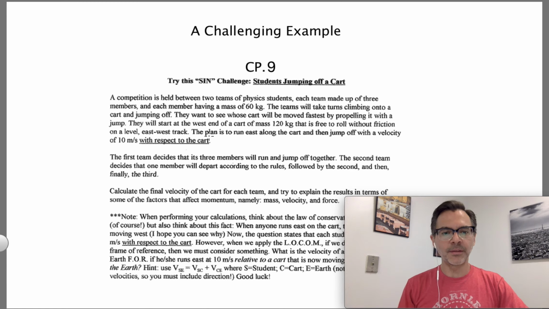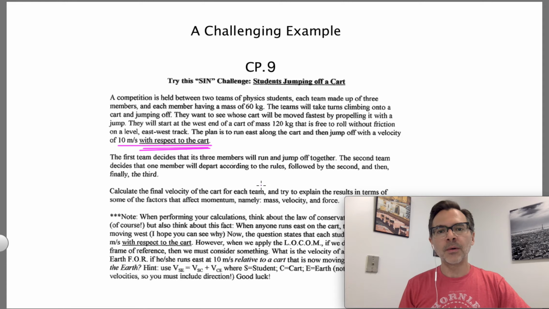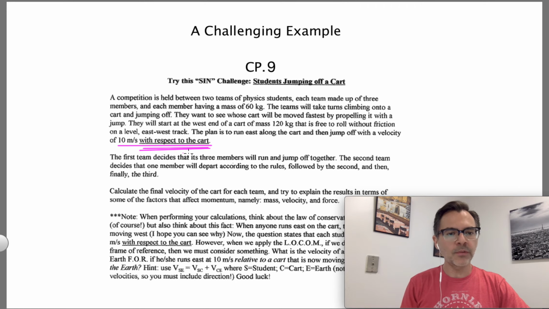Here's the twist in this one. When they tell you about these runners, they tell you that each of these people, whether they run together or not, runs at 10 meters per second with respect to the cart. Now remember, we've talked a little bit about how if you don't read questions carefully, you might miss wording that gives away an important tip. With respect to the cart should get you thinking of frames of reference. Now what are they talking about here?